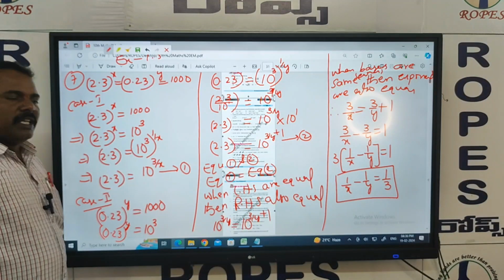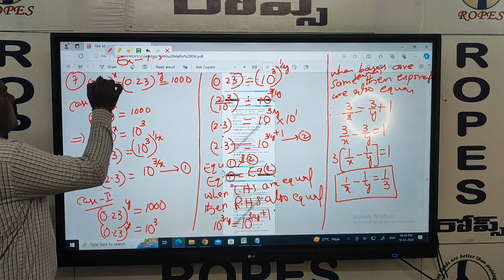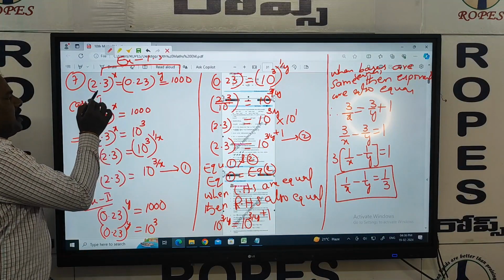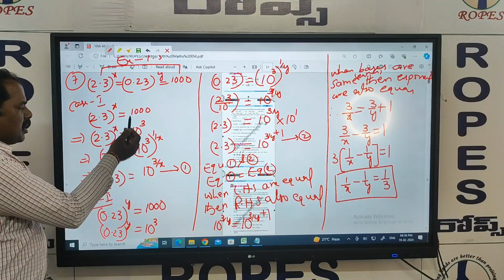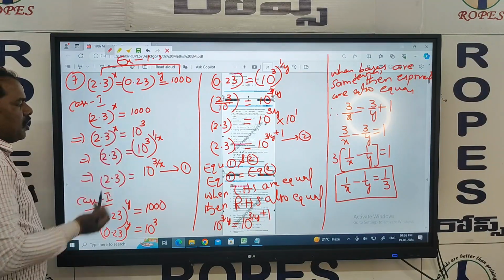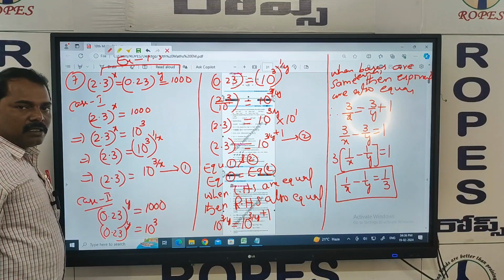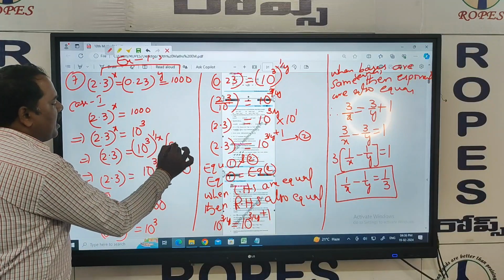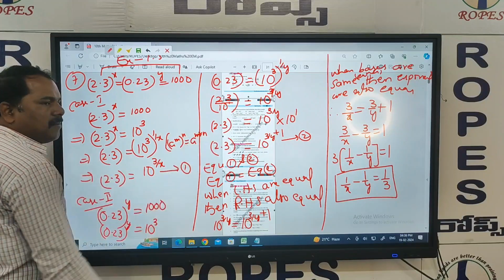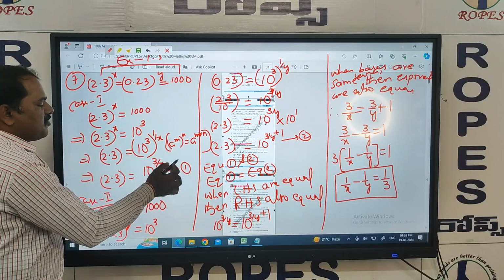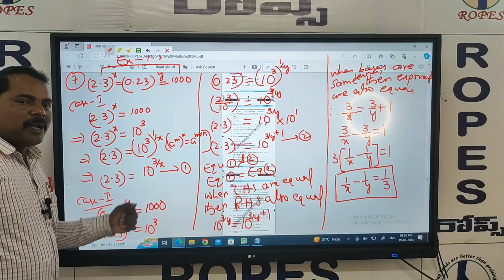Okay, observe carefully, once again I am explaining. From the first two, I am equating 2.3^x = 1000. We can write 1000 as 10 cube. Here the power of x, if it goes to the RHS, becomes the power of 1/x. It is in the form (a^m)^n = a^(mn), so based on this formula we simplify. Now 2.3 = 10^(3/x), we got.